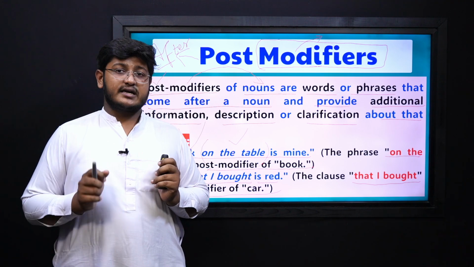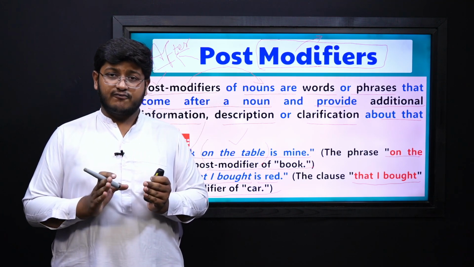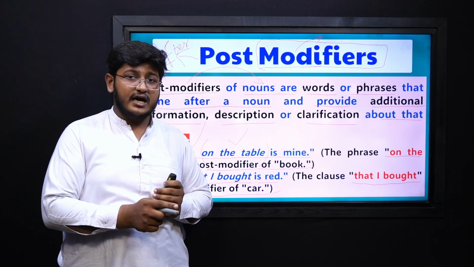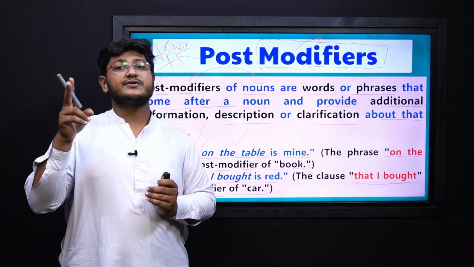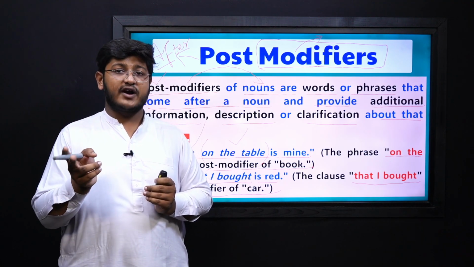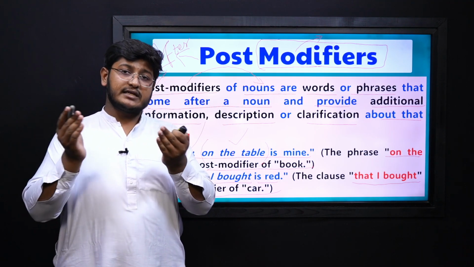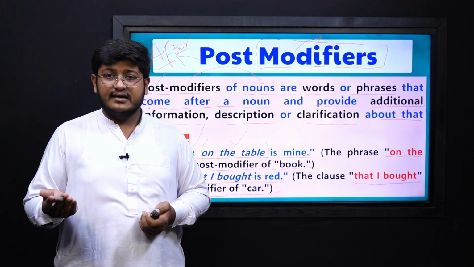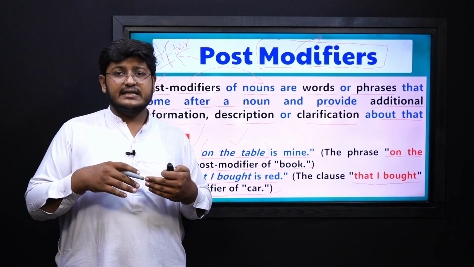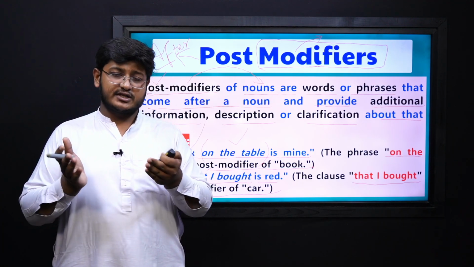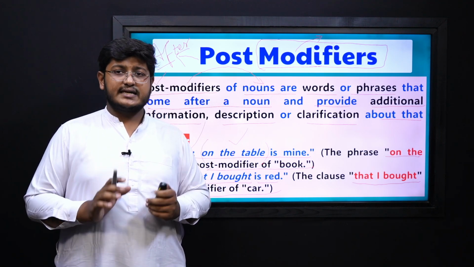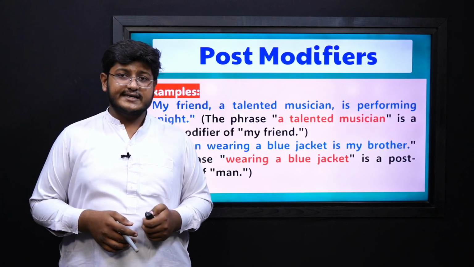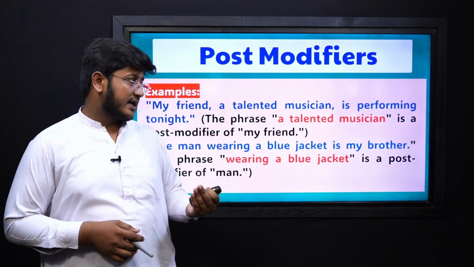A post modifier is a word or a group of words which comes after the noun. Firstly, it comes after the noun, and secondly, it actually modifies the noun. Modify in the way of making the noun more descriptive, more understandable, more clear, or explaining the condition or state of the noun. So I hope you guys understand what post modifiers are. Let's go through some more examples which will make it clear.